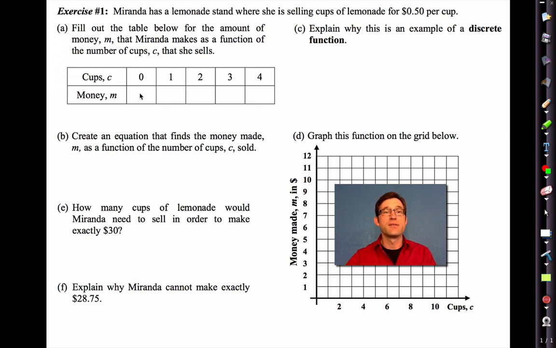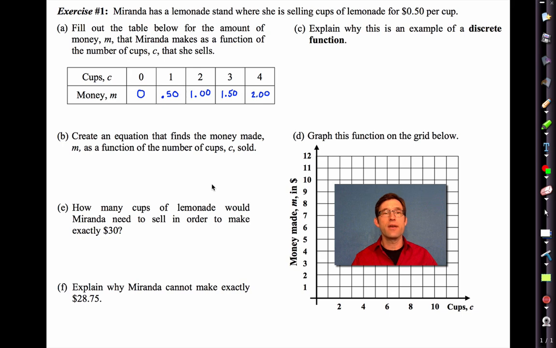Obviously, if Miranda doesn't sell any cups, she's not going to make any money. Now, when she sells 1 cup, she makes a half a dollar, 50 cents. I'm going to do it in terms of dollars. 2 cups, she makes $1. 3 cups, she makes $1.50. 4 cups, she makes $2. All right. Real simple, right?